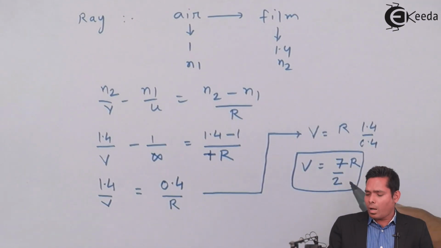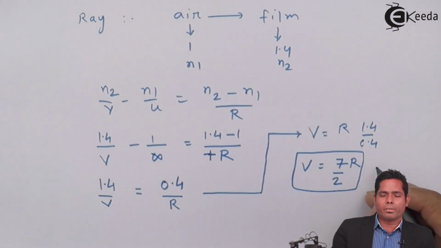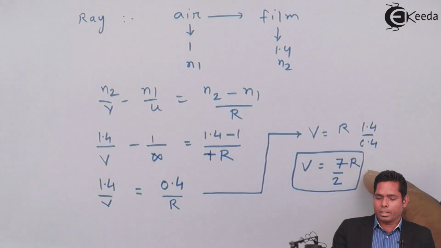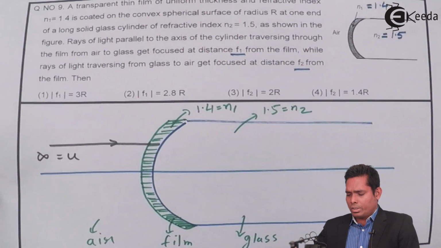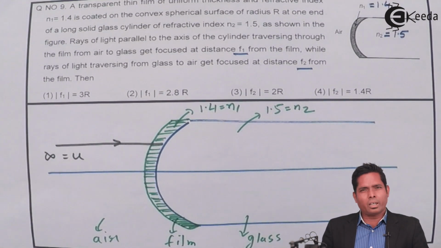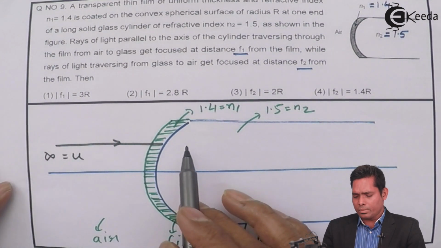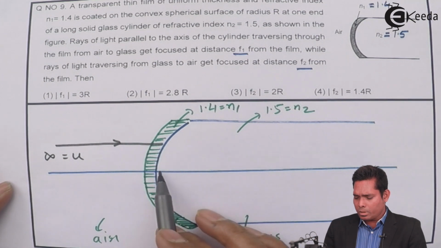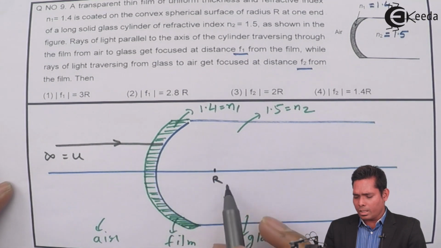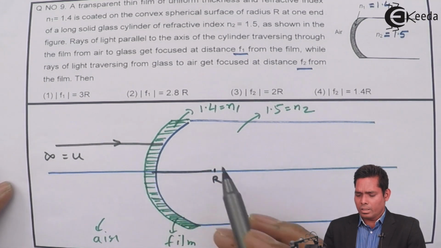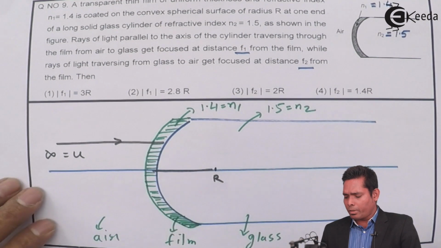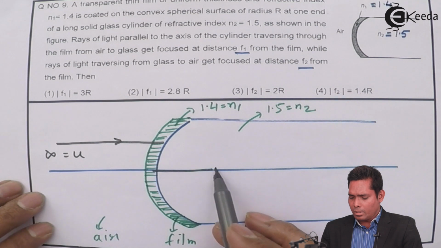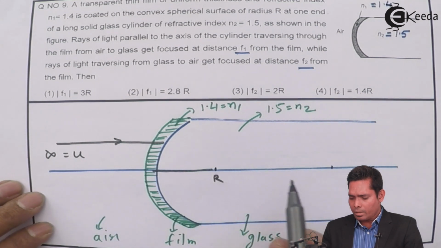7 by 2r, or I can say 3.5r. So that means if I just help you understand the image that is formed here, suppose this is my r, suppose that this is r from here to here, this is the radius of curvature of this, then it is 3.5r that is coming as 1, 2, 3 somewhere here.